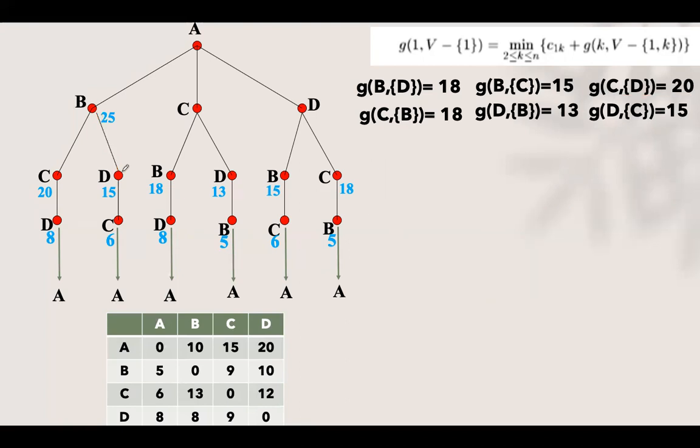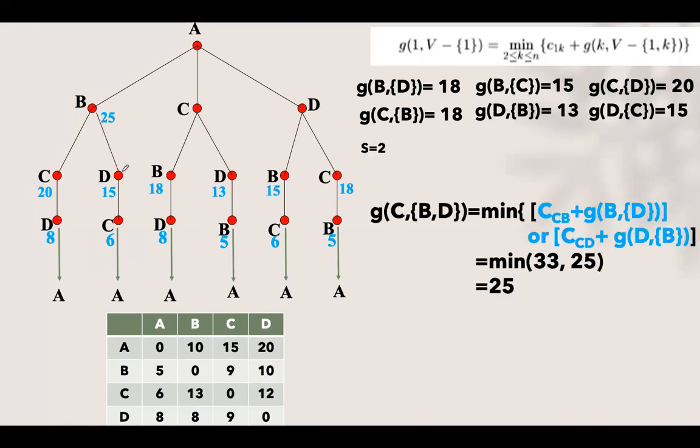Next, C. From C, we have to find out. Either you can go to B or you can go to D. Minimum of cost of C to B plus G of B to D, or cost of C to D plus G of D to B, which we have calculated before. So it will be minimum of 33 or 25, which will be 25. That is this part. That is minimum.